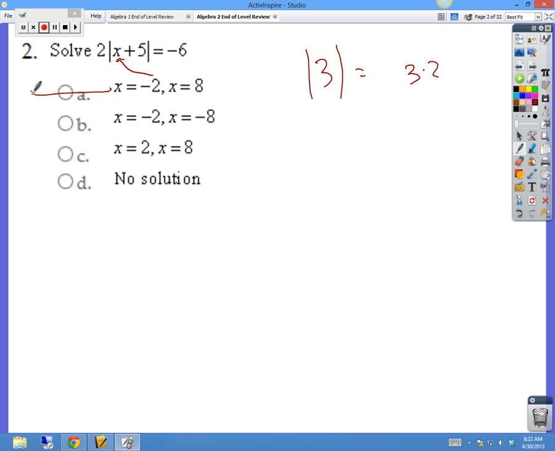If A is out, so is B. So now you've got a 50-50. Try C or try D. Multiple choice is sweet because you can use your street smarts. You don't need book smarts all the time. Just try your answers and see which one works.